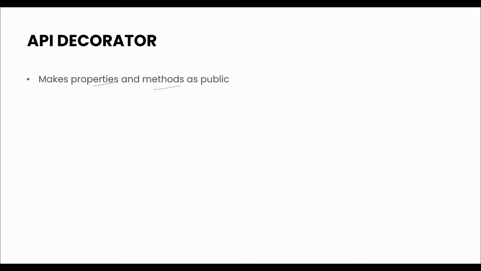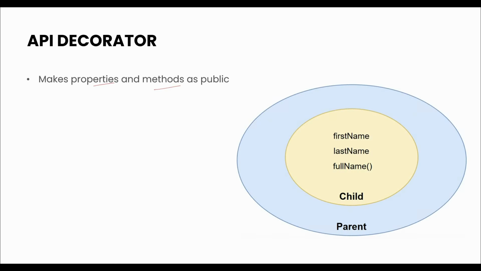Because those are private. For example, let's say here we have two components, parent and child. In the child component, we have two properties, first name and last name, and one method, full name. Now let's say in the first name and last name properties, you want to pass data from the parent component, then directly this is not possible. Why? Because as discussed, properties and methods are by default private, so we can't access them in the parent component and set value from there, right?